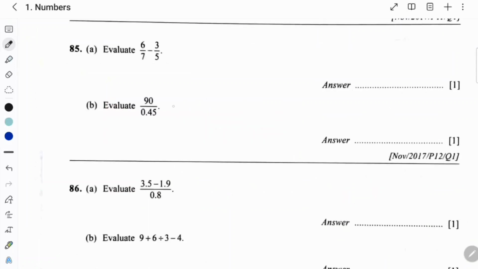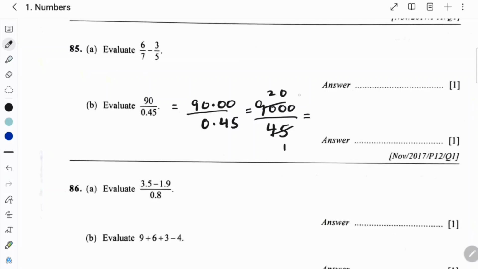Now try part B of this question. 0.90 over 0.45. So you can write down 0.90. Okay, so you have 2 digits after the decimal in the numerator and 2 digits in the denominator as well. You can write like this, 0.45. Okay, so you can write down 9000 divided by 45. You know that the double of 45 is 90, so that is equals to 1 times and 2 times is 90, and the answer will be equals to 200.